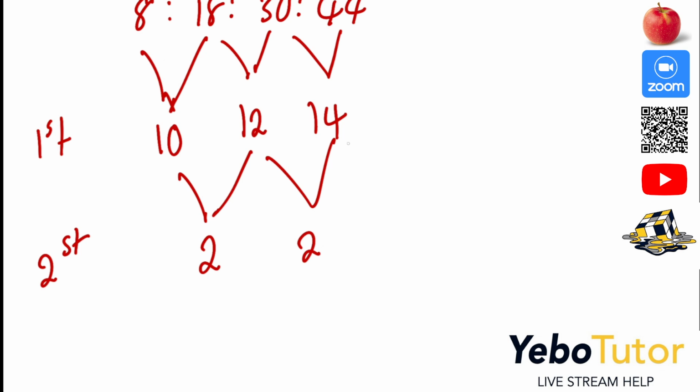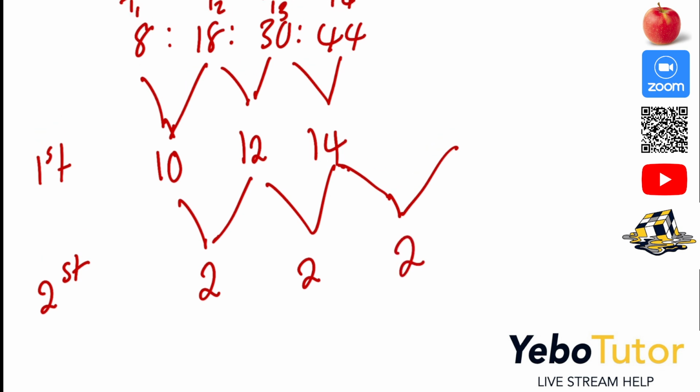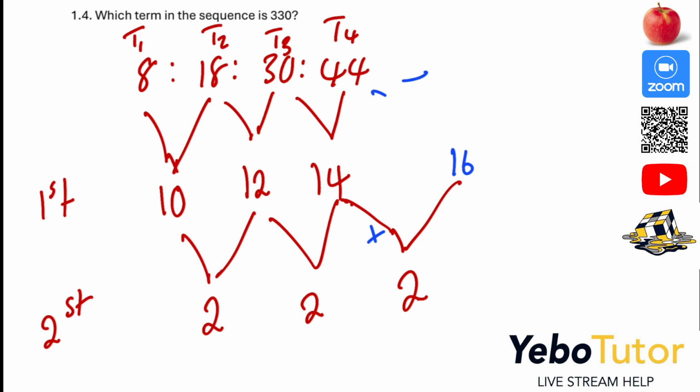Whatever we're going to have here, we're going to subtract here. We should have the second difference, which is 2. So that will be 14 plus 2, that's 16. Then in order for us to get the following term here, that will be 44 plus 16, and we get 60 over there.